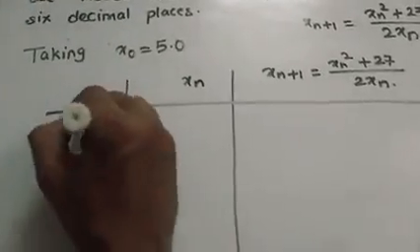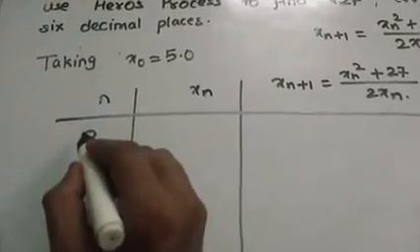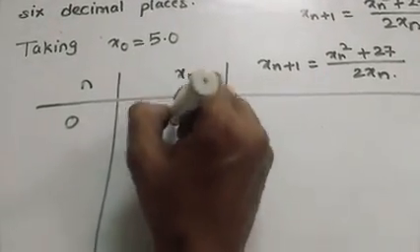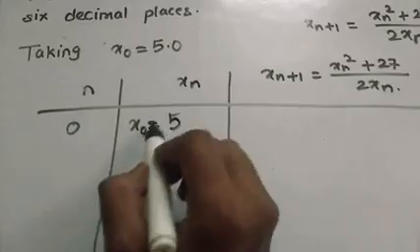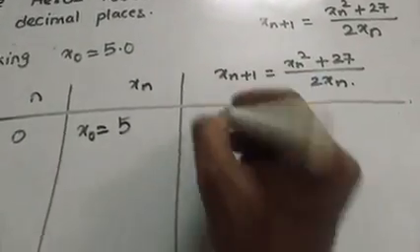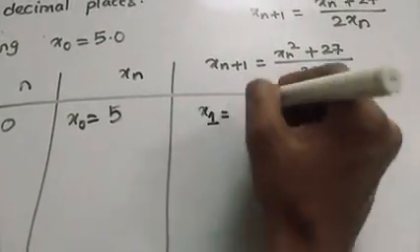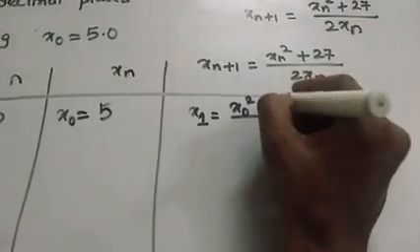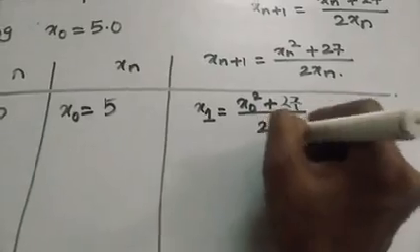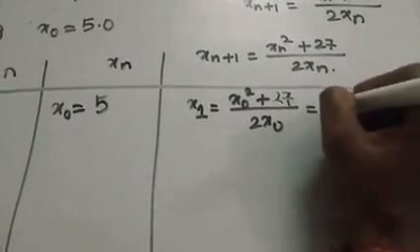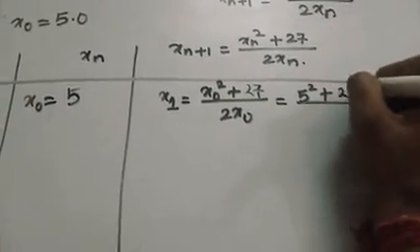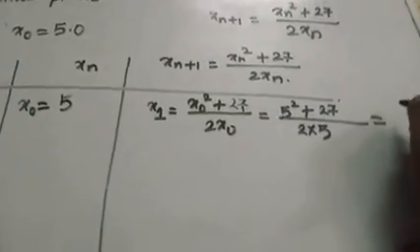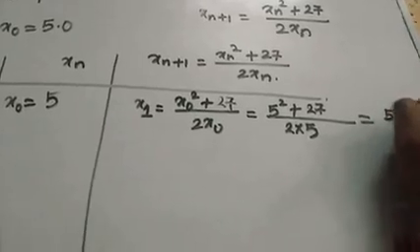So let's start. Initially x0, initially n is 0 step. So what is our x0? 5. In place of n we are putting 0, that is x1 equals x0 square plus 27 over 2 x0. So putting the value, 5 square plus 27, over 2 into 5, and after simplifying, you will get 5.2.